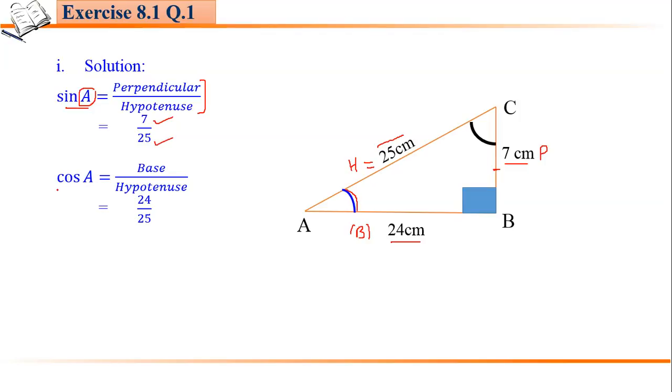Next, we have to find the value of cos A. Now, cos A, as we have discussed, is equal to base upon hypotenuse. So, base here is this 24 and hypotenuse is 25. So, cos A is equal to 24 upon 25. Now, we have derived sin A and cos A. Now, we have to derive sin C and cos C.